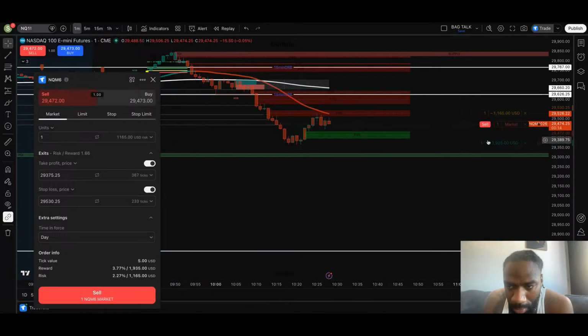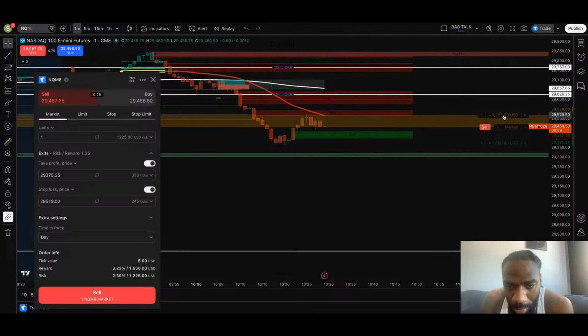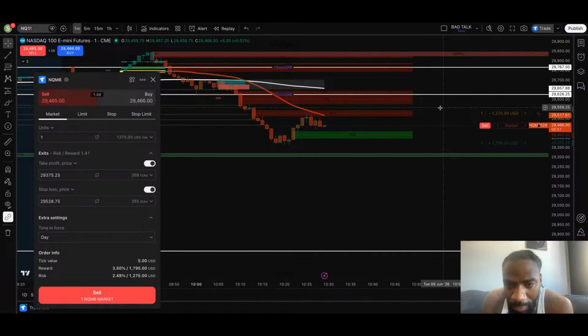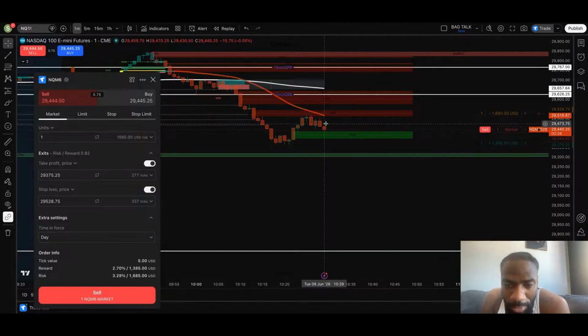Take it back down. It tapped. Should have caught it up there, but I'll wait once again. Because if it comes up and it breaks this level, I can see it pushing back up. So that's why I'll keep my stop loss.